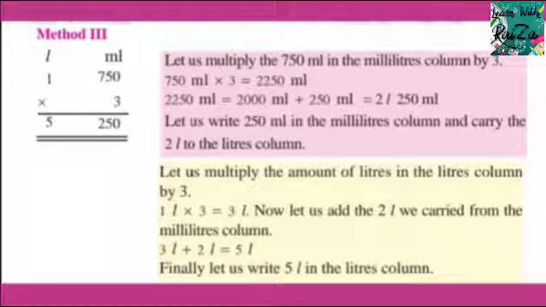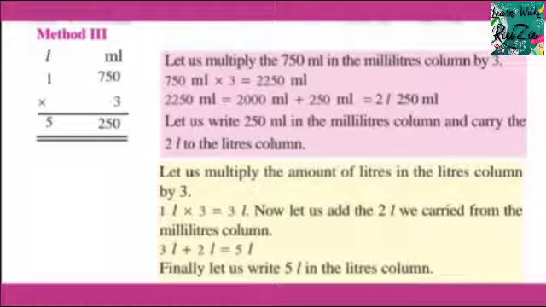2250 milliliters. If we multiply using the first method, and if we use this third method, it's very easy because we get the final answer in exactly the units that we actually need. So 1 liter 750 milliliters multiplied by 3 is 5 liters and 250 milliliters. I hope you have understood.